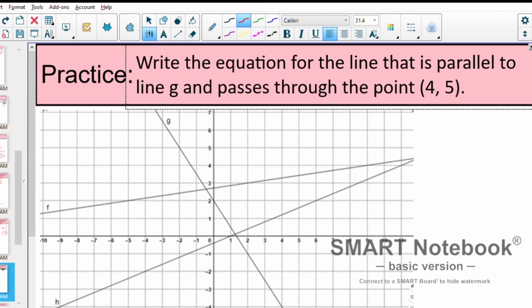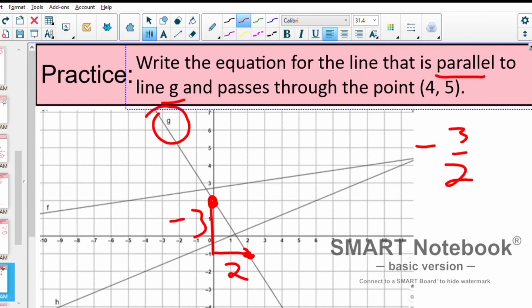Okay, now we are parallel to line G. So our line G is this one that goes down there. So we need to find two nice points. I see one right here for G, and I see a second point right there that's nice. So we're going down and to the right. That's down 3 and to the right 2. So the slope for line G is -3/2.